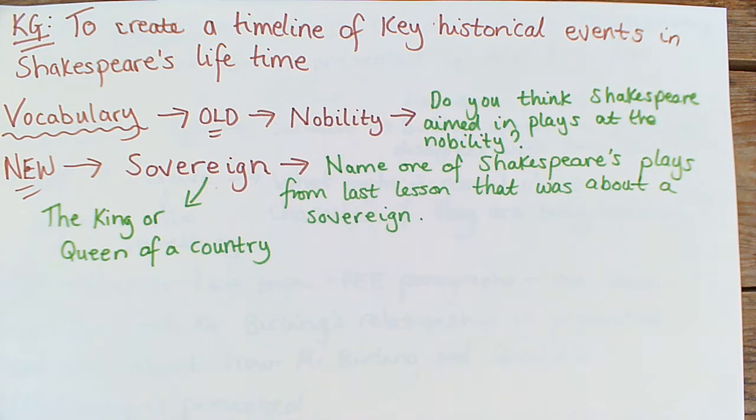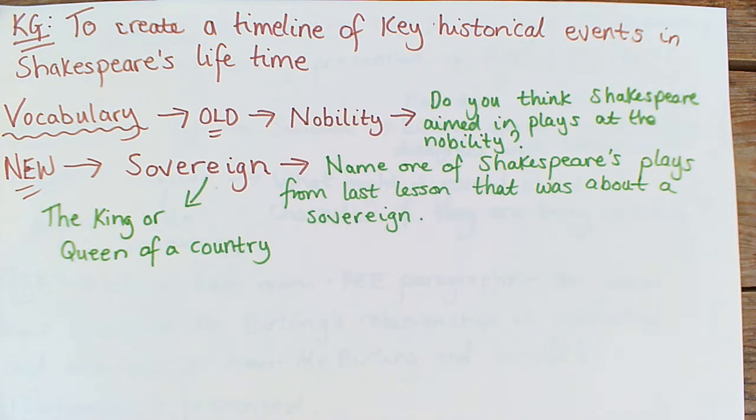So our old word is nobility. So try and remember, think back to what we mean by the nobility. The question I'd like you to answer is, do you think Shakespeare aimed his plays at the nobility? Try and explain your answer. Okay, so you can pause the video and have a go at answering that question.